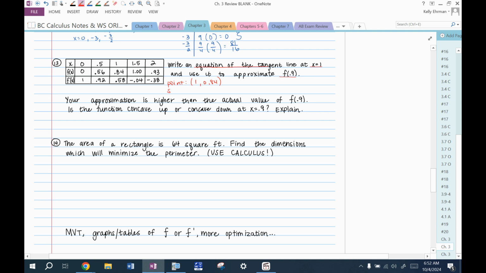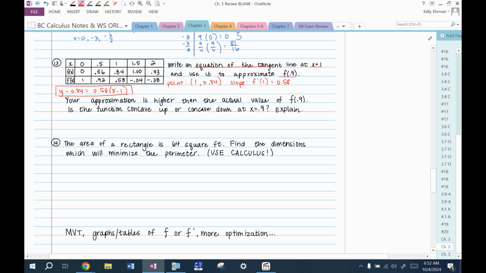And what's the slope? Sorry, I'm trying to save room here. So what is the slope? That's f prime of 1. And f prime, when we input 1, we get out 0.58. So the equation for the tangent line is just y minus 0.84 equals 0.58 times x minus 1. So there's the tangent line equation.